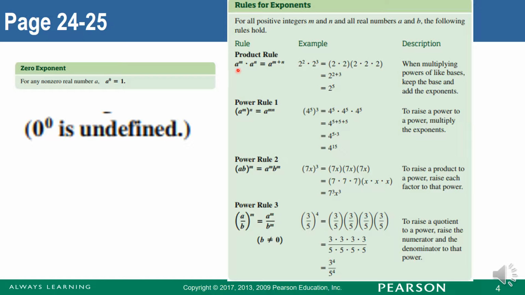There's a product rule where when you have the same base, the exponents add. Here's another power rule. And here you have the exponent of m distributing to the two factors, and here you have the exponent of m distributing to the top and the bottom, and you can never have a 0 on the denominator. Another rule that you have is that if a is not 0, a to the 0 is equal to 1, and 0 to the 0 is undefined.